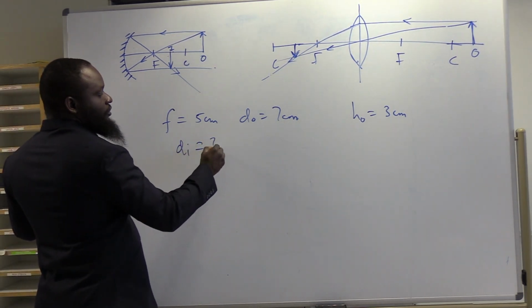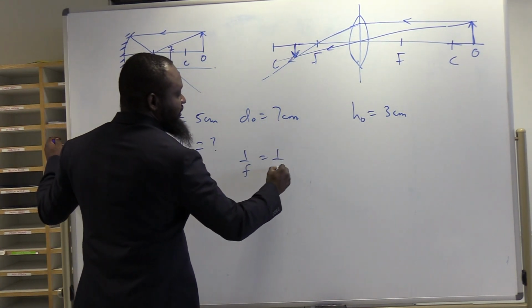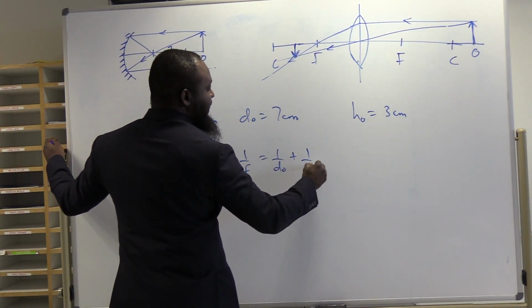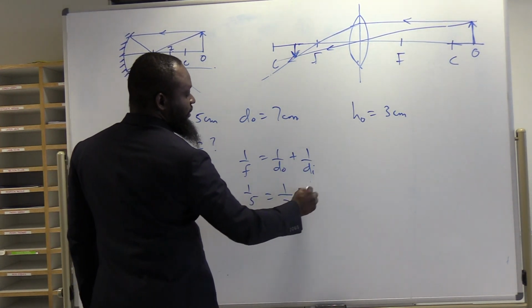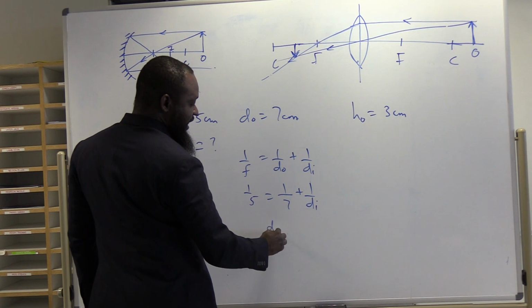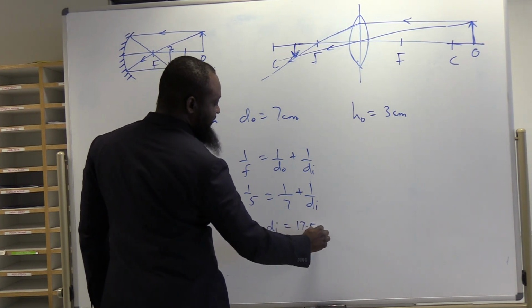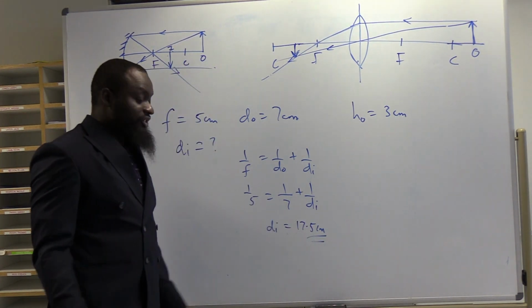So we use 1 over f equals 1 over d object plus 1 over d image. So this is object and image. So 1 over 5 is 1 over 7 plus 1 over d image. If you solve for d image, you just get that to be 17.5 centimeters. Exactly what we did in the last recitation.